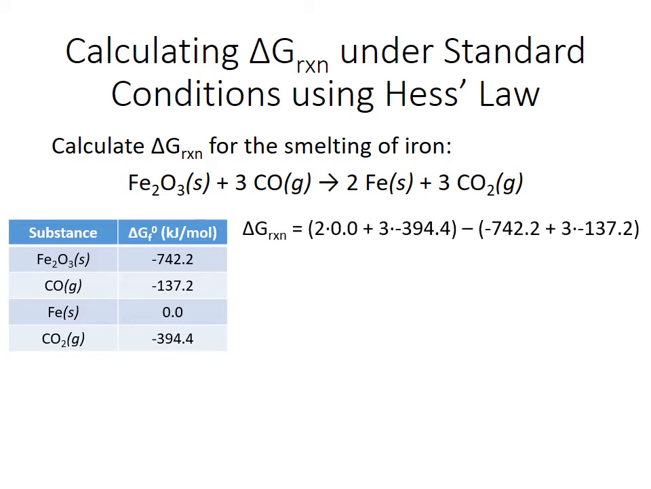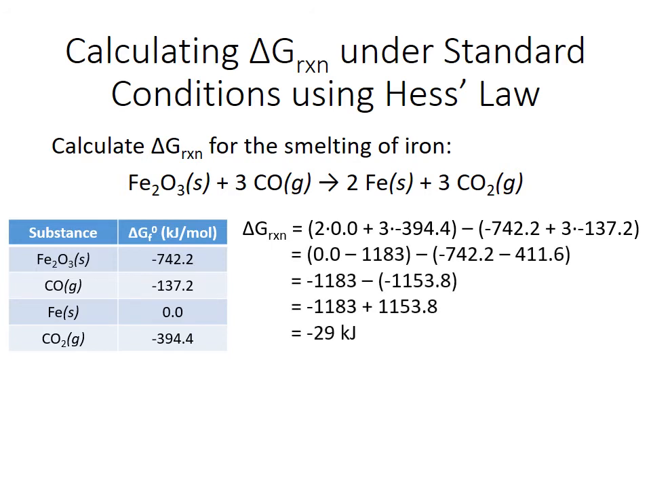Delta G reaction is going to equal 2 times 0.0 plus 3 times negative 394.4 minus, again in parentheses, minus 742.2 plus 3 times negative 137.2. As we crunch our numbers, we're going to want to be very careful of not losing negative signs. And here's what that number crunching looks like. As you break it down, our final step will be a minus 1183 plus 1153.8, giving us a final answer of minus 29 kilojoules.